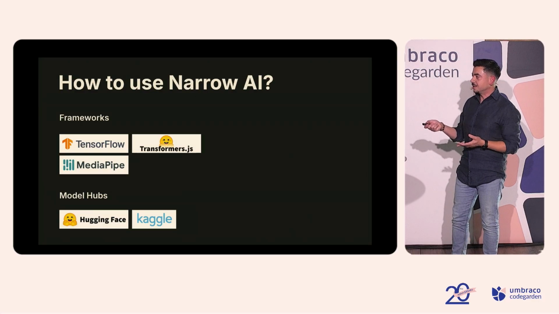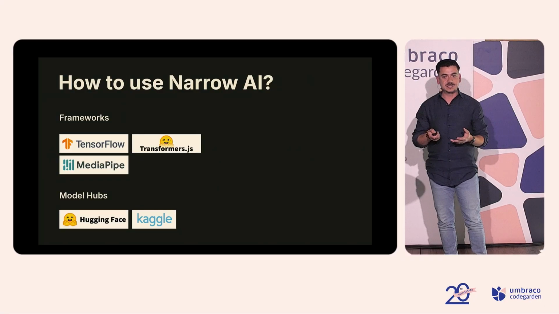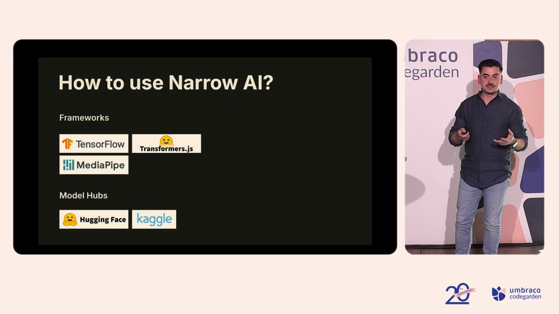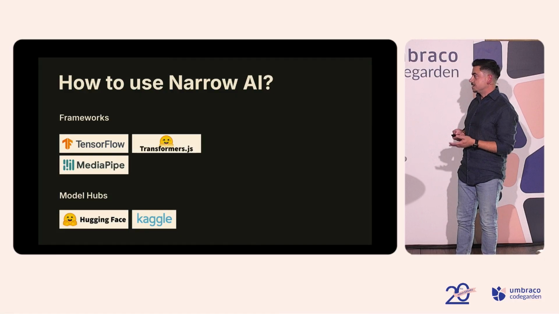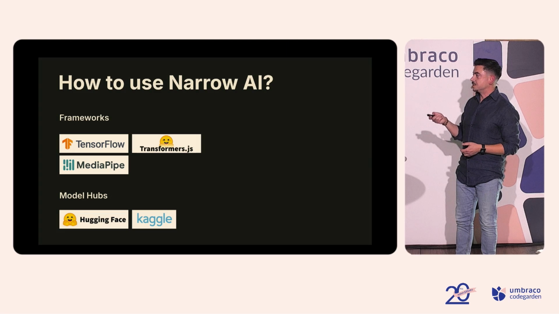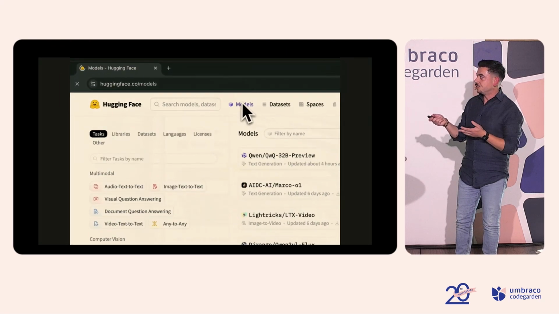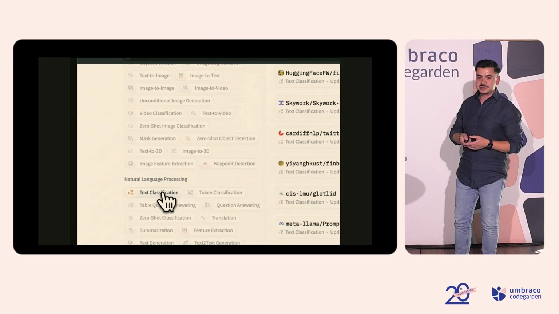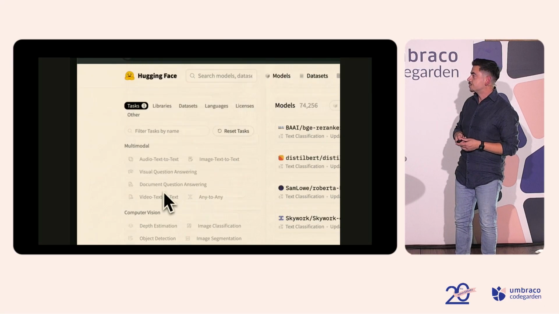So you visit Hugging Face or Kaggle. Both of them are nice model hubs where you can discover models, like how you discover software projects on GitHub. You can discover machine learning models on these model hubs. Here I show you how I find my way through a text classification, narrow AI use case.